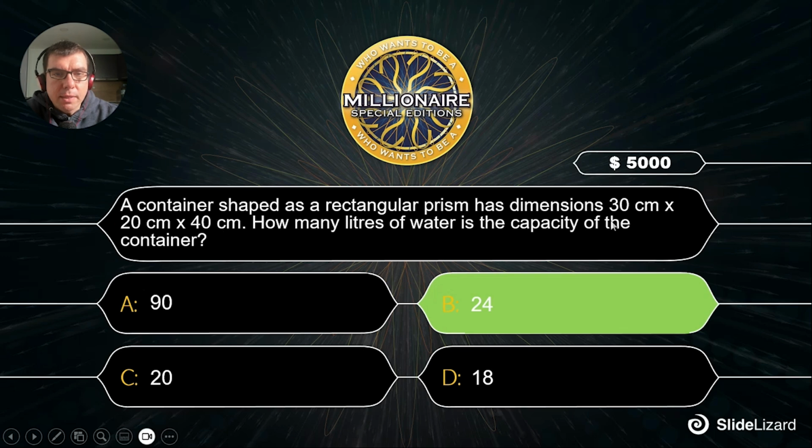The volume will be then 3 times 2 times 4, which is 24 decimeters cubed, which is equivalent to 24 liters, because 1 liter is equivalent to 1 decimeter cubed, right? Let's go to the next one.